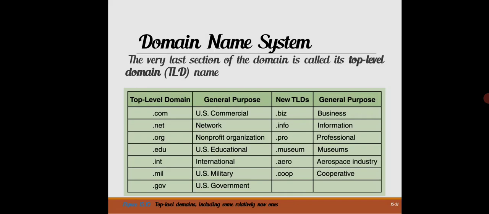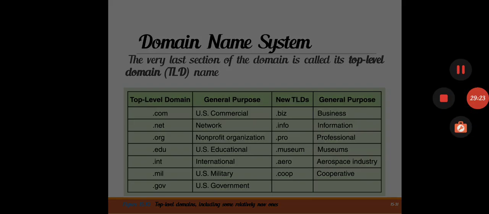Top level domain general purposes. .com, US commercial. .net, network. .org, non-profit organization. .edu, US educational. .int, international. .mil, US military. .gov, US government.